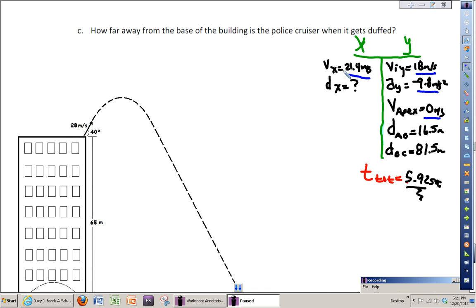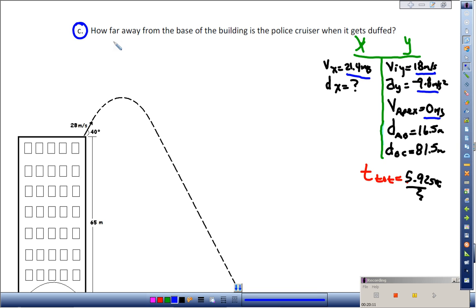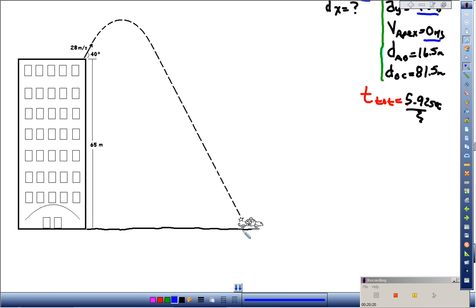Moving on to part C, take a look at our menu, and we've added the total time and all the other values that we've had. I like part C, and here's why. It's easy. How far away from the base of the building is the police cruiser when it gets duffed? Well, let's take a look at the police cruiser down here. We are talking about this displacement in the horizontal direction.